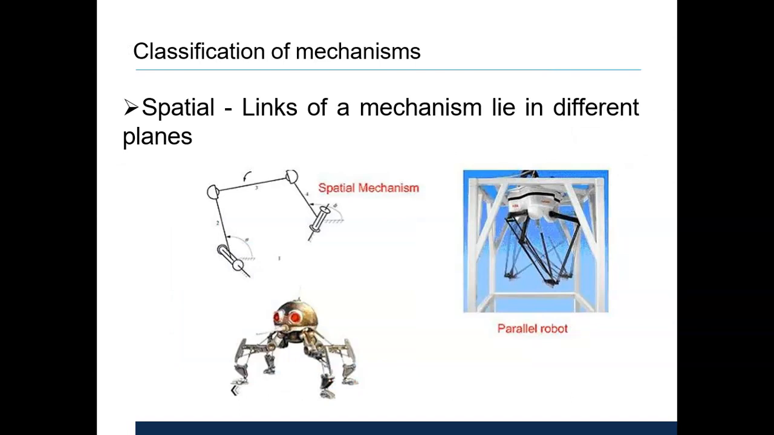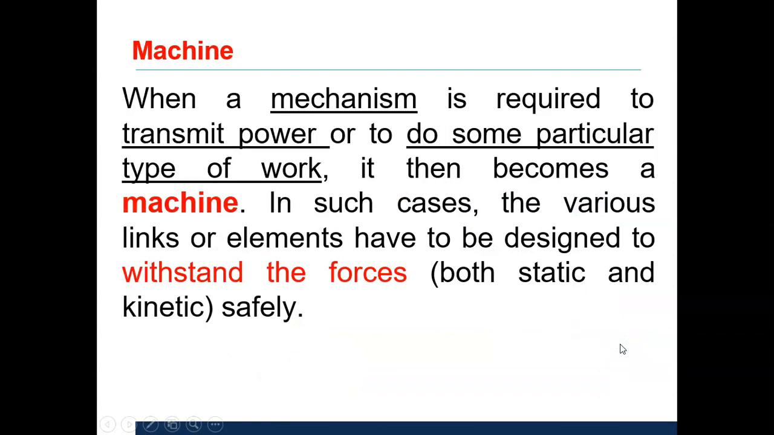Let us take the spatial mechanism. A drone is one good example of a robot. On this drone, we have mechanisms in which more than two or three links are fixed. A spatial mechanism generally lies in different planes, not in the same plane. That is why it is called a spatial mechanism. A good example of this is a parallel robot, and various types of links are also connected with it. That is why the robot has been taken as an example.